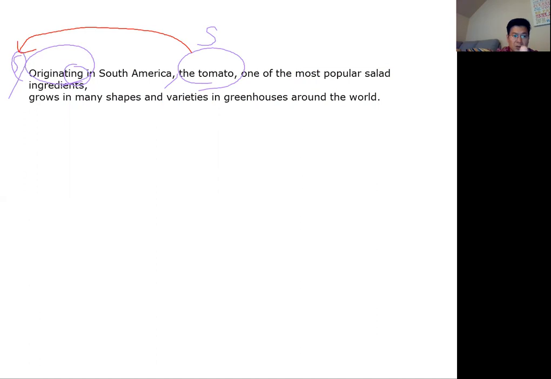The tomato is originating. Tomato is originating. The tomato is originating. Does it make sense? No, right? So a tomato cannot originating by itself. So this sentence is wrong. So you have to put it as the tomato is originated in South America. So it's supposed to be, instead of originating, you have to change to originated. Okay, that's how you're supposed to change it.